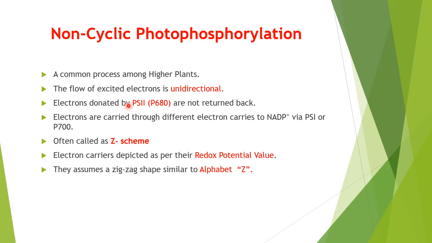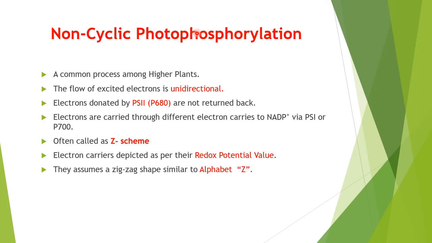The electrons donated by pigment system second, or photosystem second, which is called P680 and has a reaction center P680, are not returned back. So that means electrons will be passed on from one system to another system, and electrons are carried through different electron carriers to NADP via the second system, which is pigment system first, or P700. So in non-cyclic photophosphorylation, there's an involvement of two photosystems.